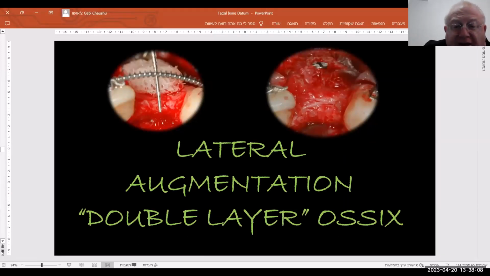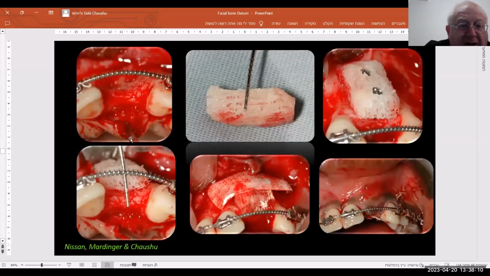Let's look at some other cases. Again, a missing lateral, orthodontic treatment, block preparation, block fixation. We always aim to achieve at least 8 millimeters in order to have at least 2 millimeters buccal to the implant, considering that most implants have a diameter of 4 millimeters.